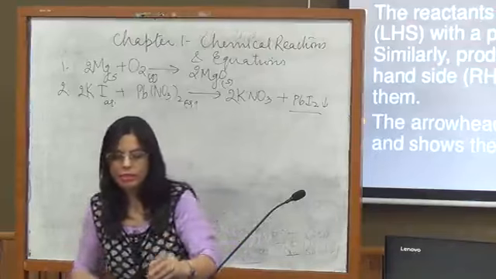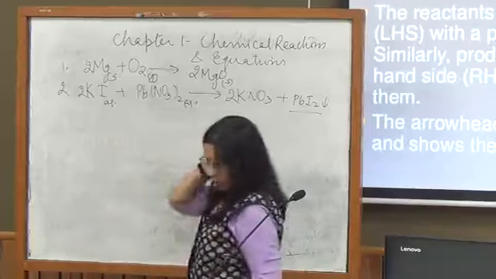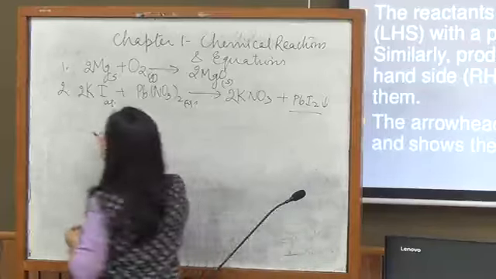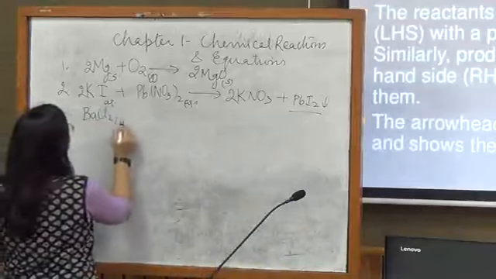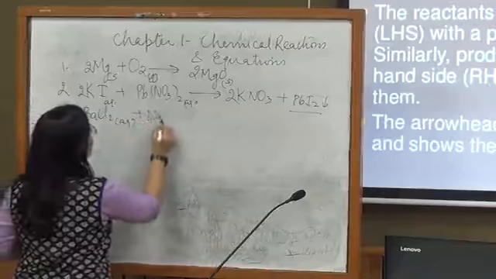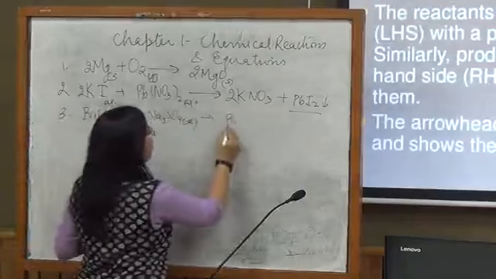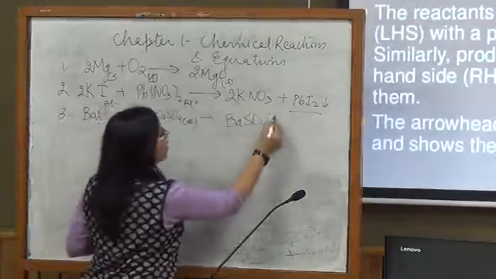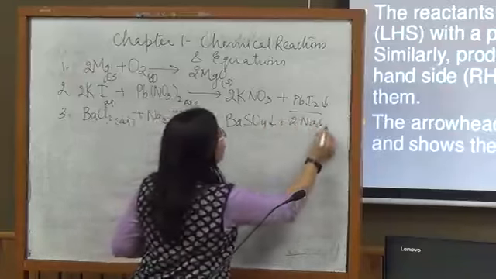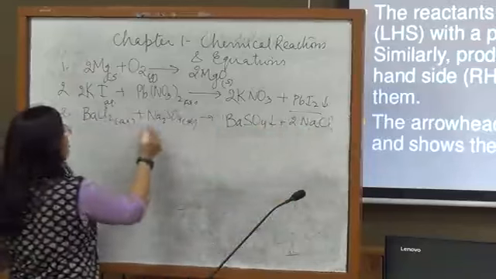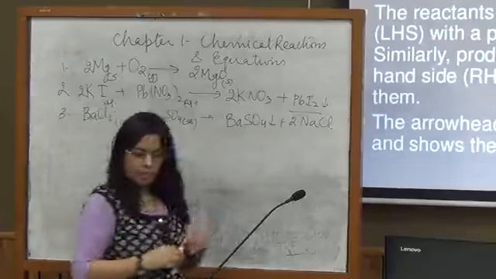Let's again look at what happens in this reaction. The third reaction that we performed was barium chloride aqueous solution and sodium sulfate aqueous solution, forming a white precipitate of barium sulfate, and there's formation of a solution of sodium chloride. Let's balance this reaction also. Oh, it's already balanced.